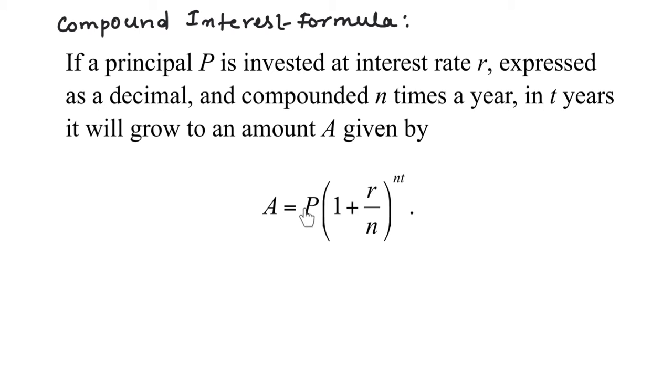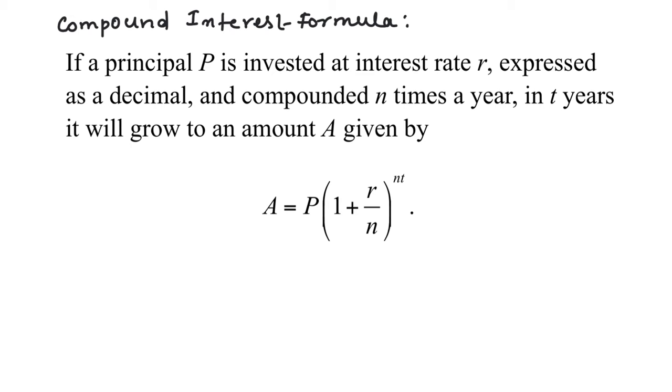A equals P times (1 plus R over n) to the power nt. This nt is in the exponent. Here R is in decimal, n is the number of times it is compounded, and t is in years.